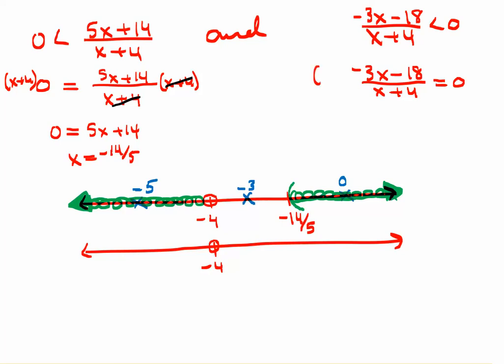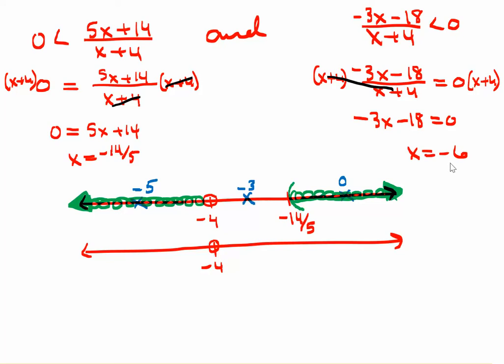which allows us now to multiply by x plus 4. x plus 4, x plus 4. Cancel that off, gives you -3x minus 18 equals 0. Add 18, divide by -3, and how about a -6 for our final answer?